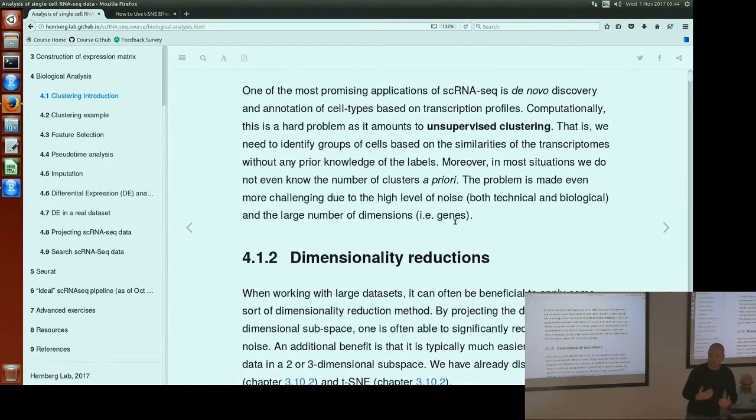So clustering, for those of you who don't know what it is, you just want to put cells in different groups, and these groups would have different properties. And you would do that in an unsupervised manner, so you don't want to use any prior knowledge, so you want to be objective. So you're putting your cells in those groups, and those groups will be your clusters or cell types.